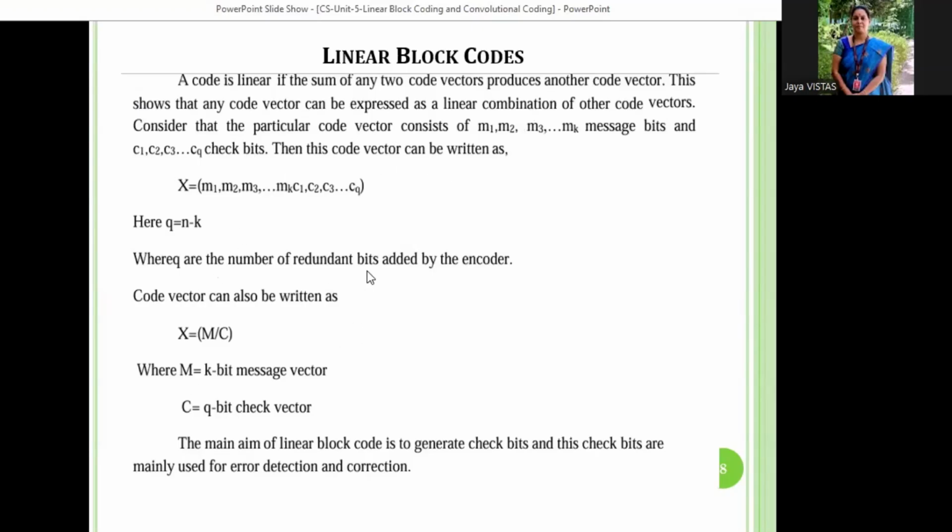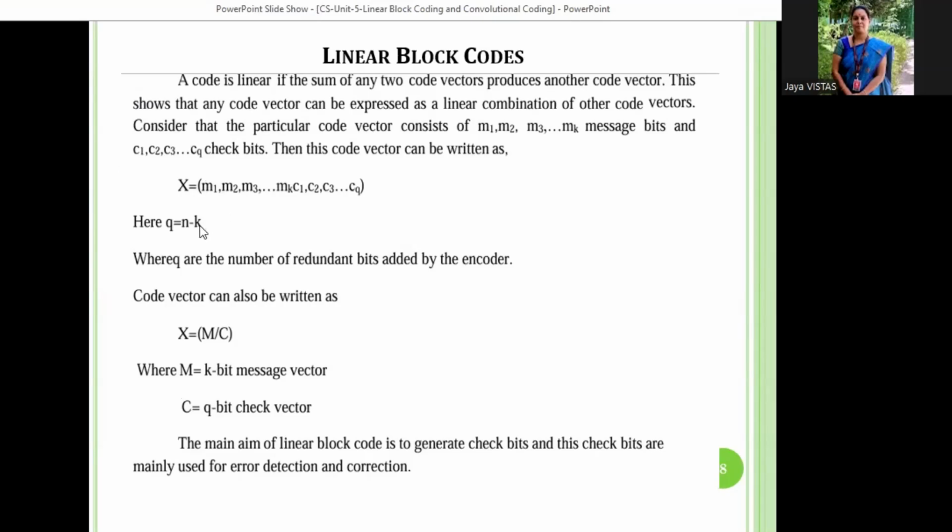Here, the capital letters are vectors. Capital X means it is a code vector, capital M means it is a message vector, and capital C means it is a check vector. A small m represents message bits, and a small c represents check bits. But capital X represents the code vector, capital M the message vector, and capital C the check vector. So remember this.